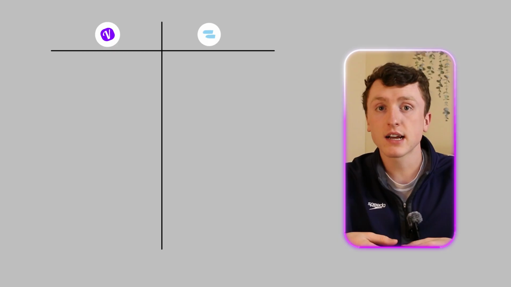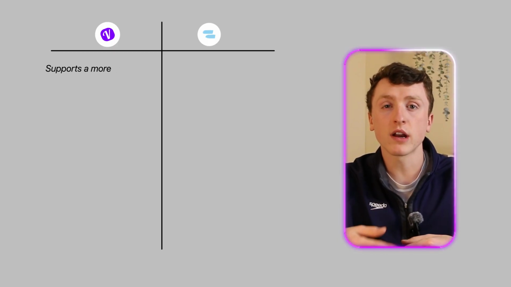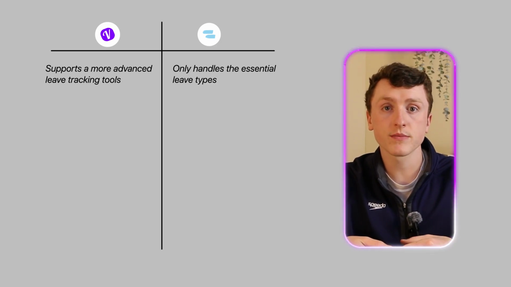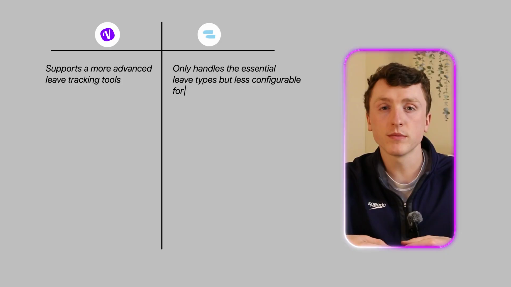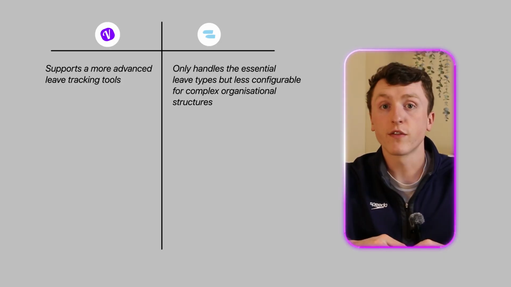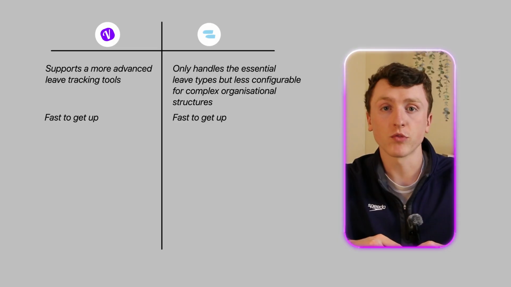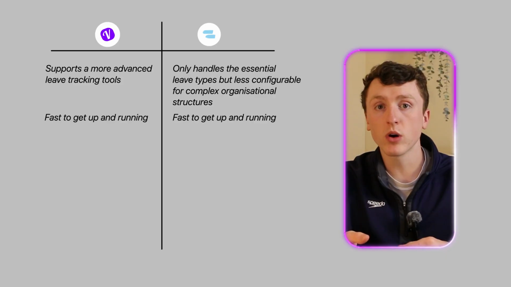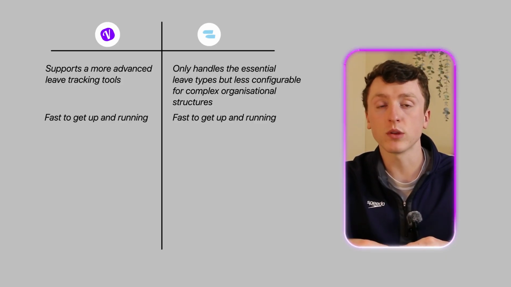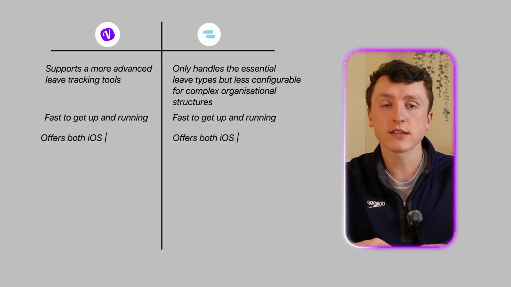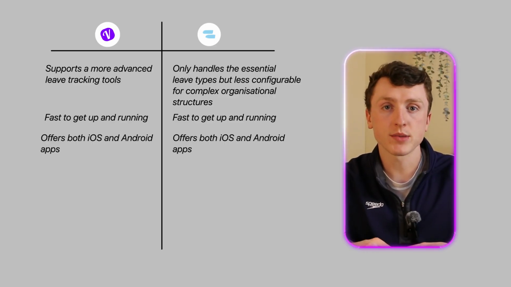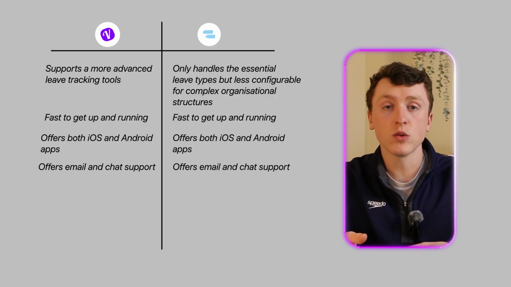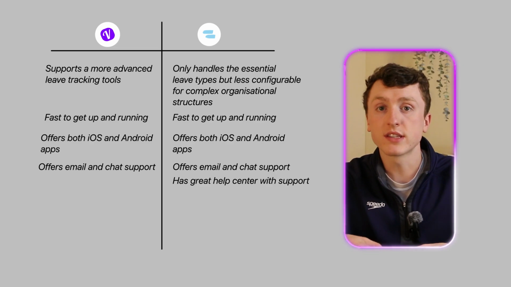When it comes to leave policy customization, Vacation Tracker does support a lot more advanced rules. Leave Dates will handle the essentials, like custom leave types, approval workflows, and carryover. But it is less configurable for more complex organization structures. For implementation time, both are extremely fast to get up and running. For small teams, both can be up in under an hour, and for a company like Vacation Tracker, you can bulk upload your employees, that way you don't have to manually type them in. Both will have a similar mobile experience, offering both iOS and Android apps. Both offer email and chat support, with Vacation Tracker having a guided onboarding if you decide that you want it, and Leave Dates having a great help center with support documentation.